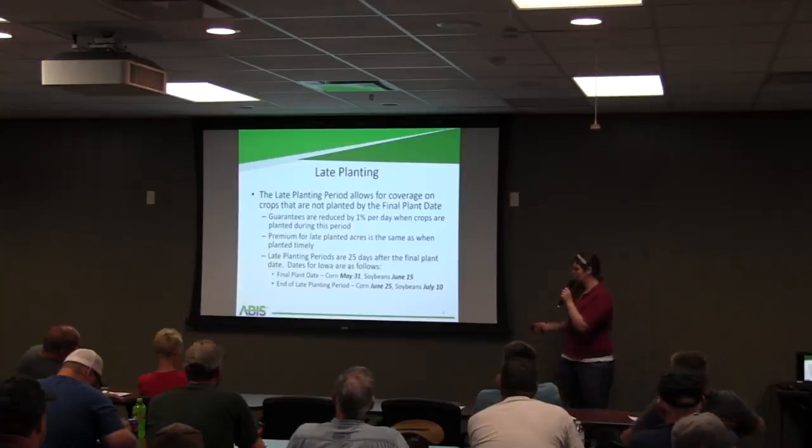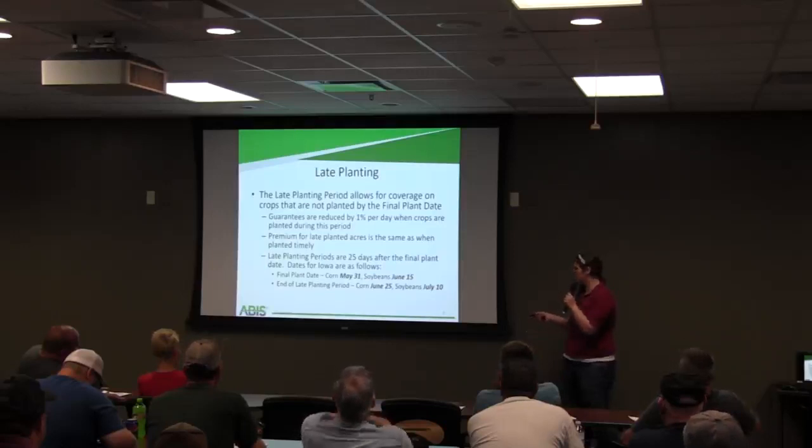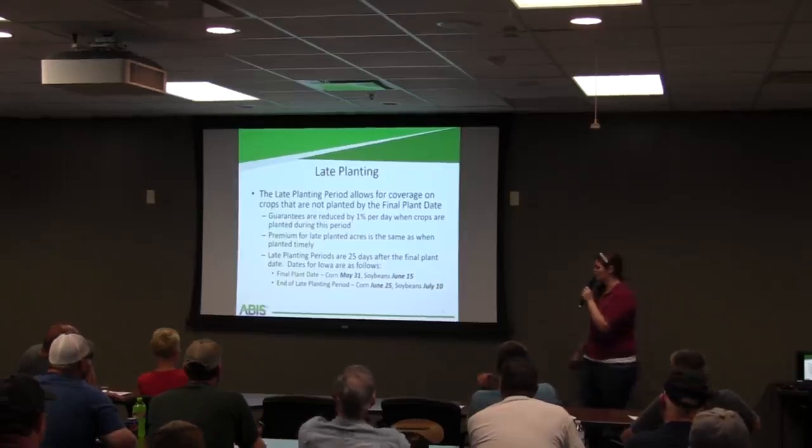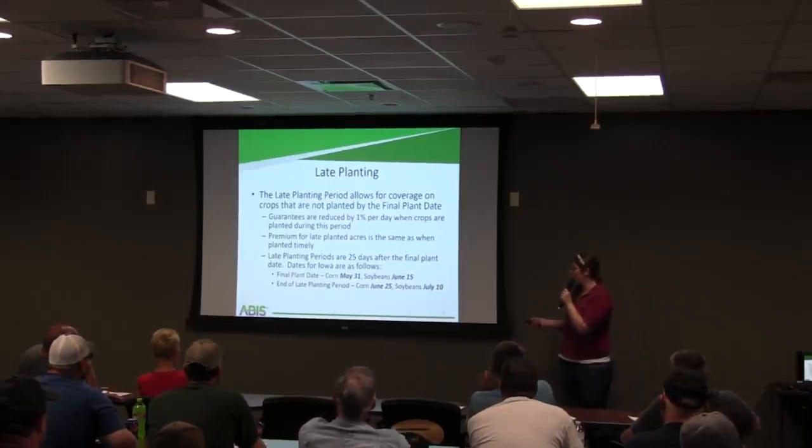For soybeans, June 15th is the last day to get your soybeans in. And then after that, your liability starts being reduced 1% per day after the 15th of June. The end of the late planting period, after you add those 25 days, is June 25th on corn and July 10th on beans.